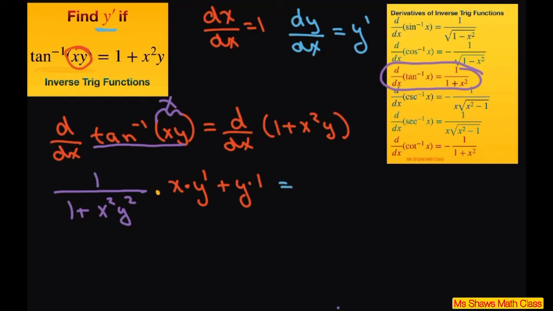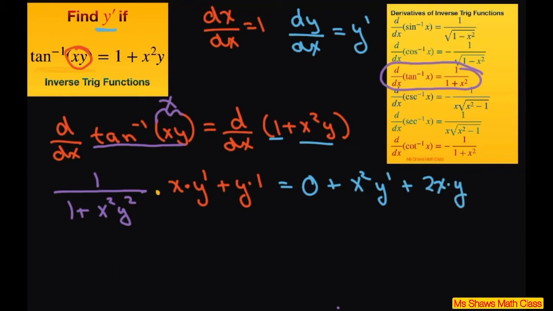Now the right-hand side. A derivative of 1 is just 0. And we have to use the product rule on this. So we're going to just write down our x squared times the derivative of y, so that's y prime, plus derivative of x squared is 2x, and you just copy down the y.